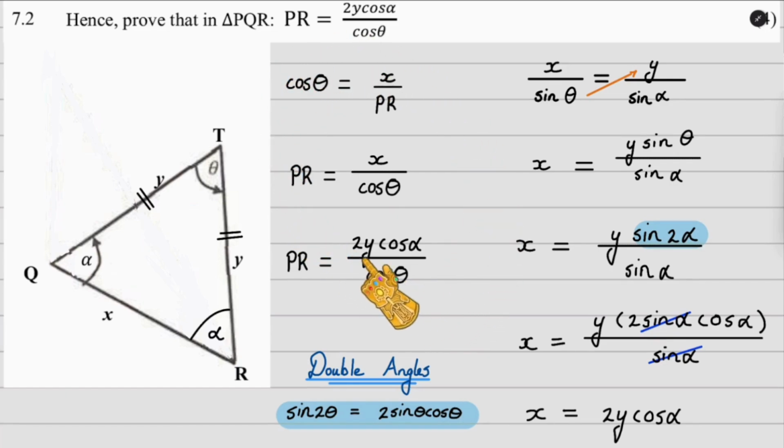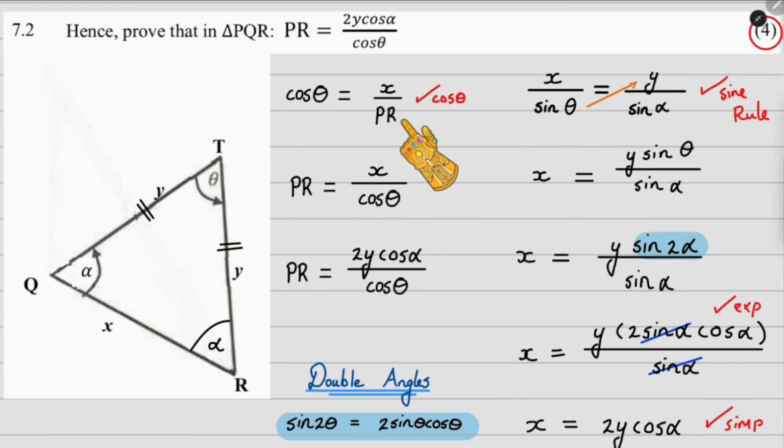So this was the nice side of town, the 90-degree triangle. This was the ugly side of town where we had to use the sine rule. You get 1 mark a pop for using cos as well as the sine rule, expanding the double angle, as well as the cancellations of sine alpha to simplify. Then your final answer does not get a mark because it is given to you.